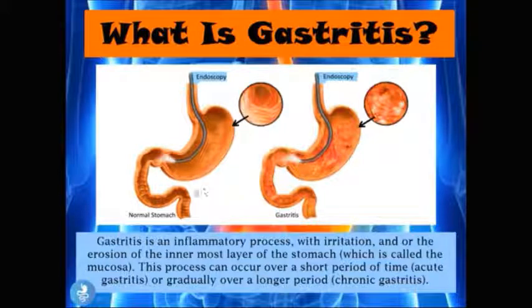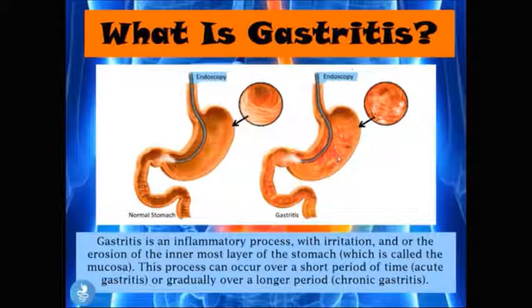So you can see the picture above. We have the stomach, and this is the normal endoscopic view of the stomach, and you can see in gastritis we have this inflammation of the stomach lining, which is the mucosa. The innermost layer of the stomach is called the mucosa.